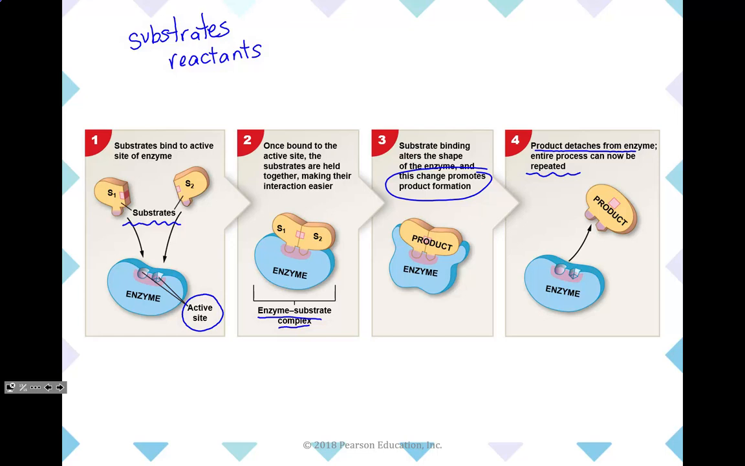That active site has a specific folding to fit the specific substrates that are going to come along for a chemical reaction. Enzymes are so specific that the enzyme that breaks down sucrose, the enzyme that breaks down maltose, and the enzyme that breaks down lactose are all different enzymes, even though these sugars are very, very similar in their structure.